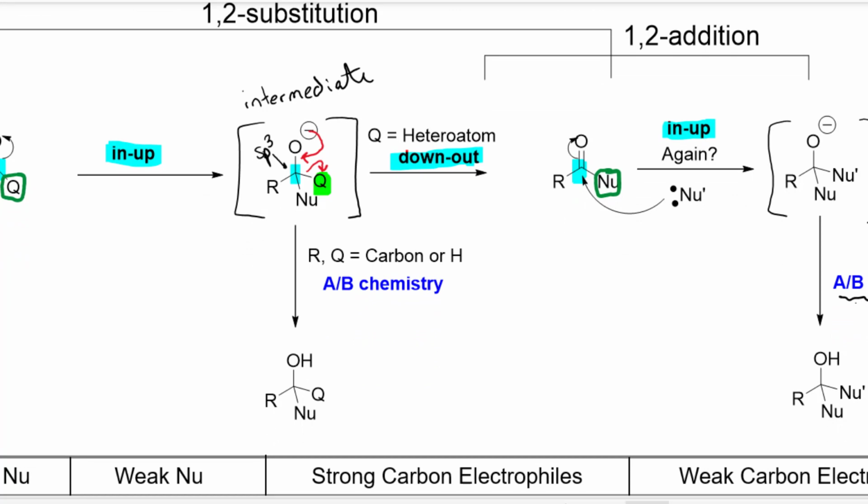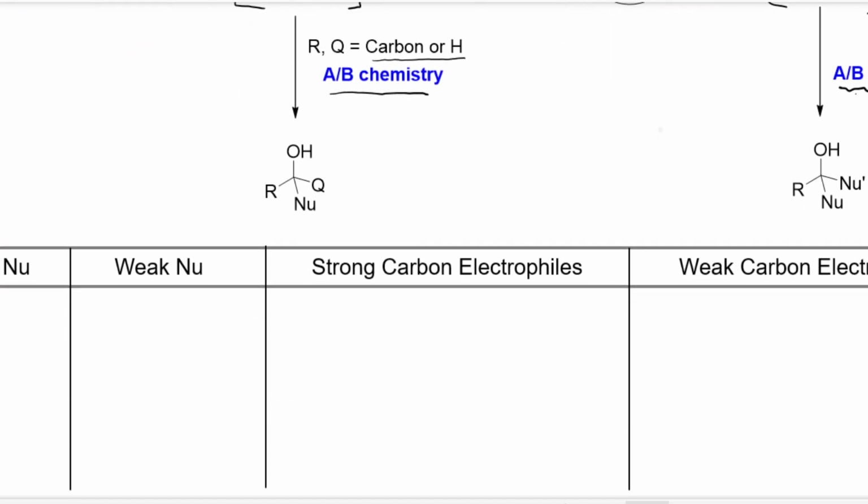Okay? If Q was not something that could leave, if Q was a carbon or hydrogen, what you're going to see is that you're stuck right at the beginning and you just have to finish out with some acid-base chemistry. And I can give you some examples of those in the future.